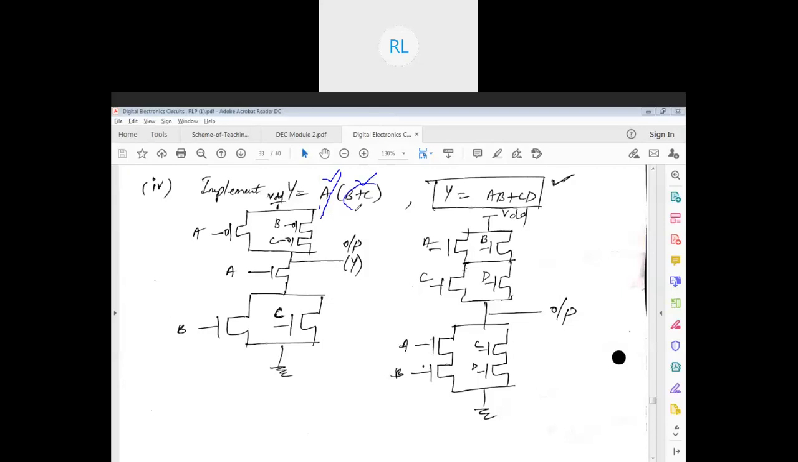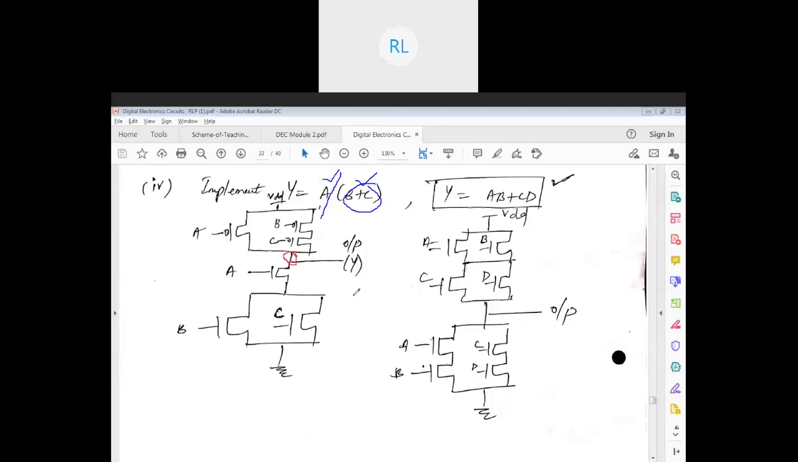So I will break this into two halves. First I will try and implement B plus C. Next I will do the multiplication. So that is my plan. So for addition, what I have to do, I have to take them in parallel, right? So B and C are in parallel for NMOS, which means this is done. B plus C is done.